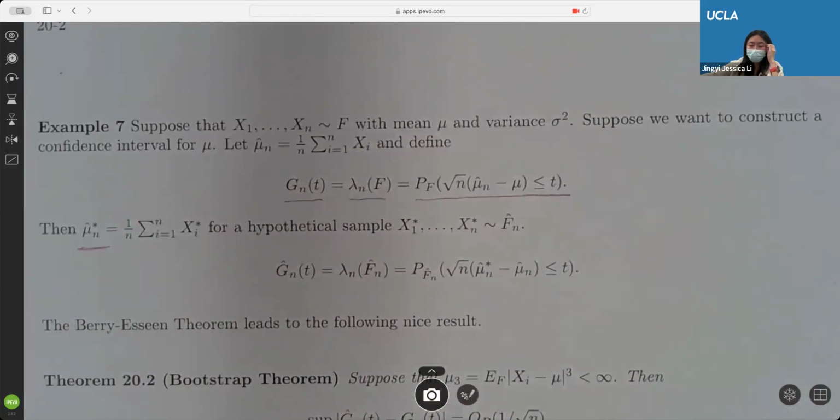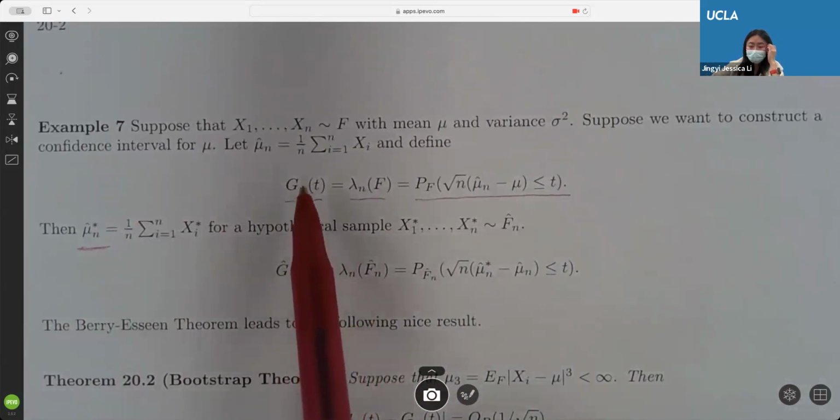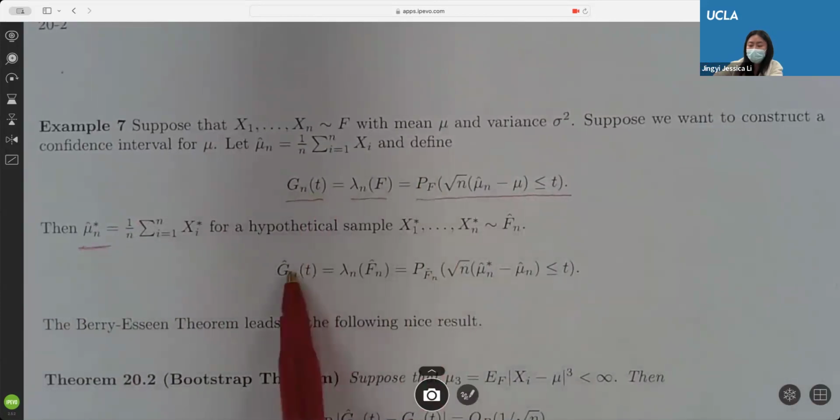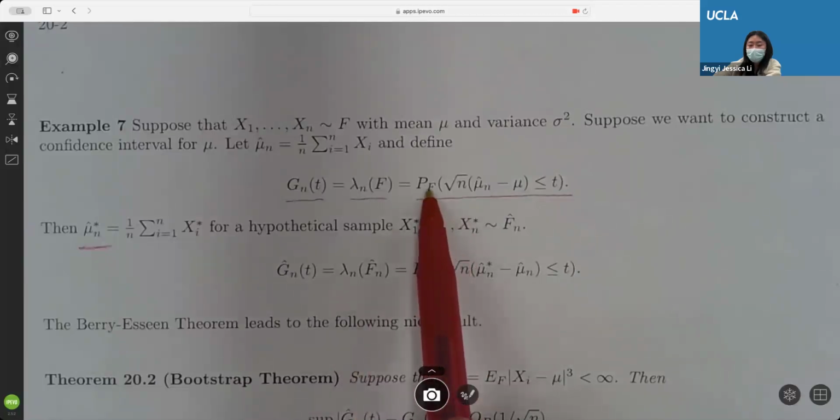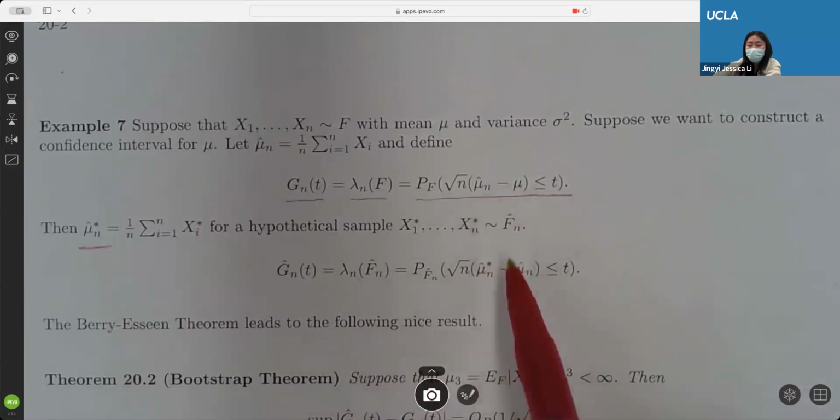So then to do the plugin estimator for G_n,T, everything gets a hat added, right? G_n,T becomes Ĝ_n,T. F is changed to F̂. Here in the probability, F is changed to F̂, and the estimator μ̂ becomes the hypothetical one, μ̂*. The parameter μ becomes μ̂, right?